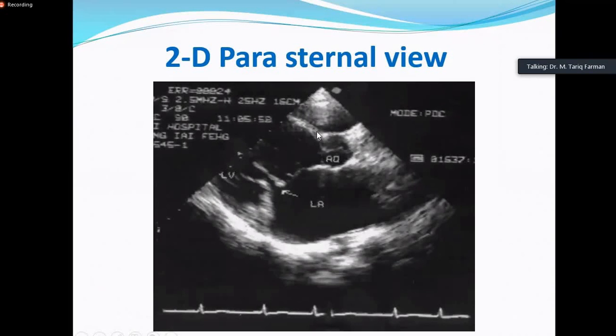Parasternal long axis view over the echo, right ventricle, left ventricle. You can see the enlargement of the left ventricle, enlargement of the LA, and the coaptation of the leaflets is not proper, and this is the reason of leakage of the blood back from the left ventricle into the left atrium in systole.